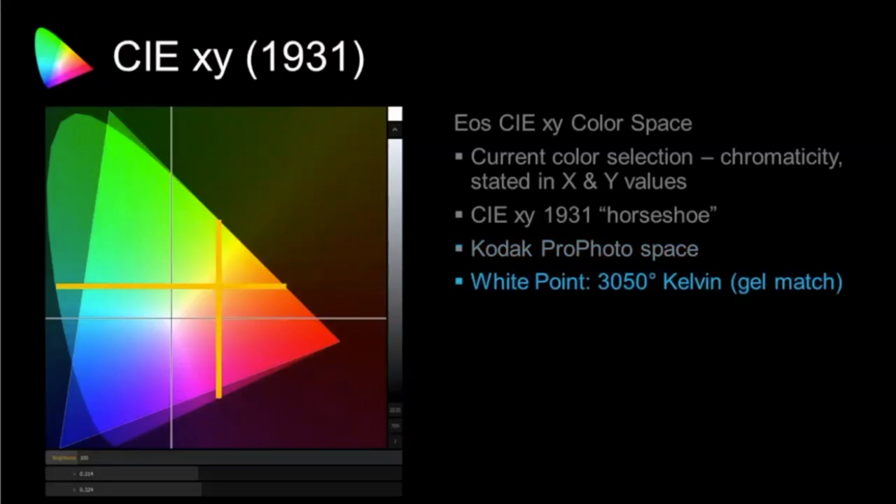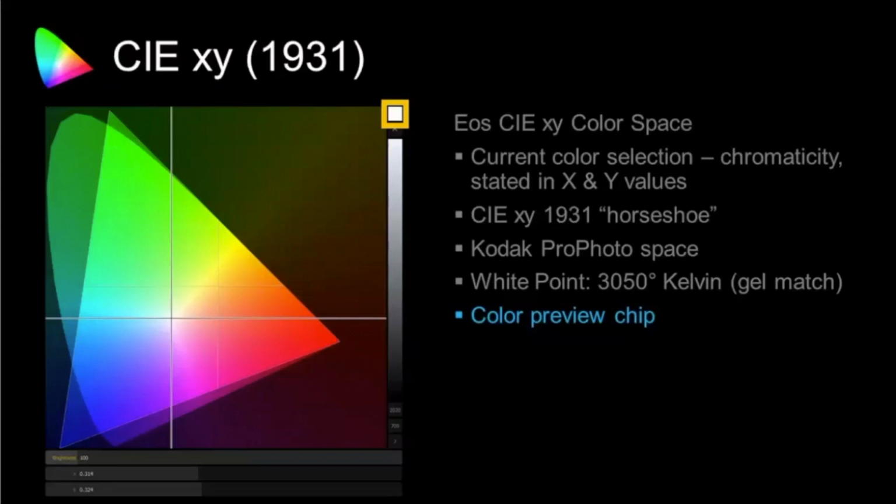You'll also notice there's a dimmer set of crosshairs that permanently are anchored to the color space, and that is the white point for our gel matching. We'll get into gel matching in a little bit and why this is important, but that sits at the color temperature of 3050 degrees Kelvin. So that's what that sort of dimmer crosshair is in the background.